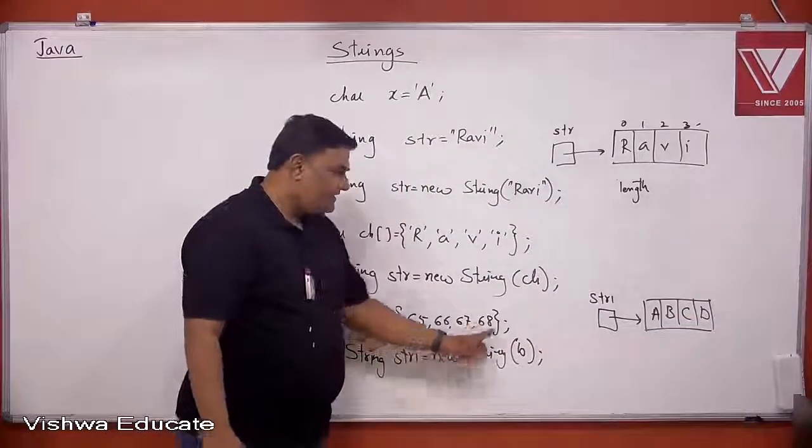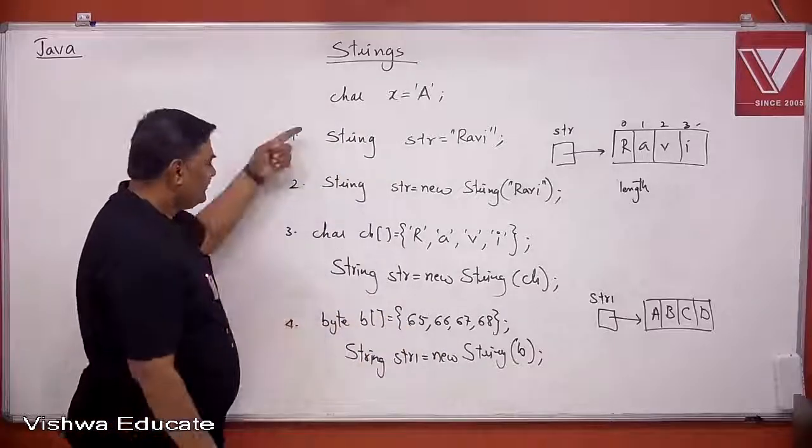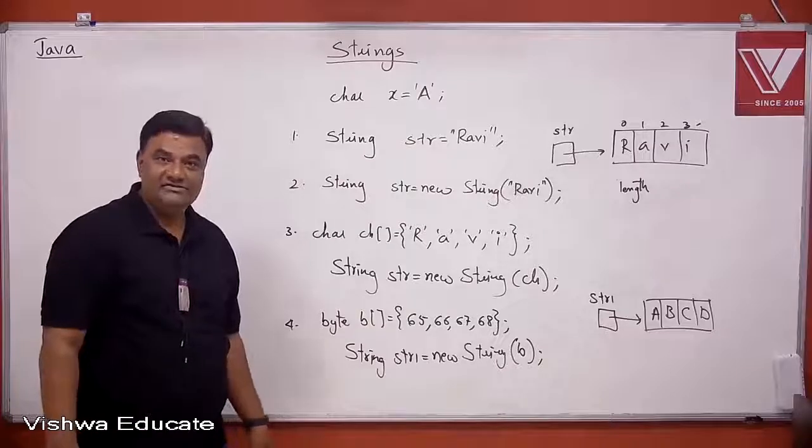A, B, C, D, alphabets A, B, C, D will be there. So these are different methods of creating a string.